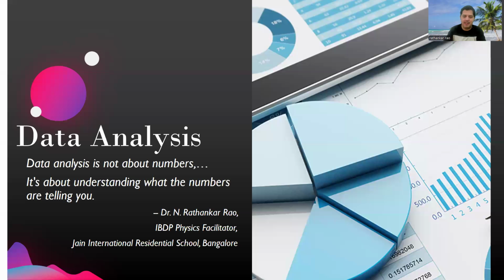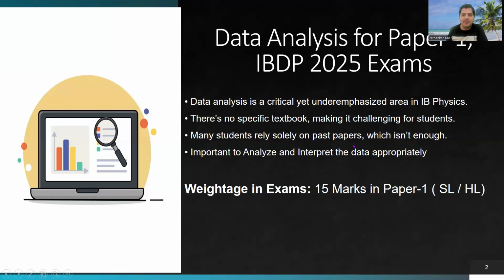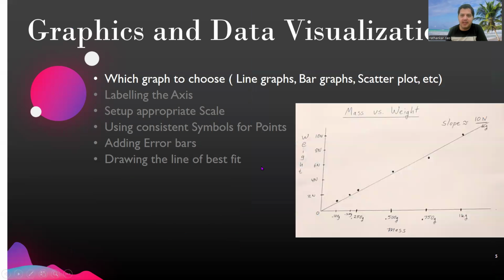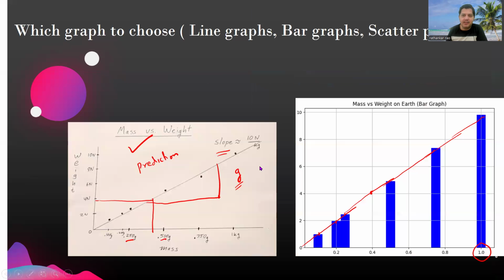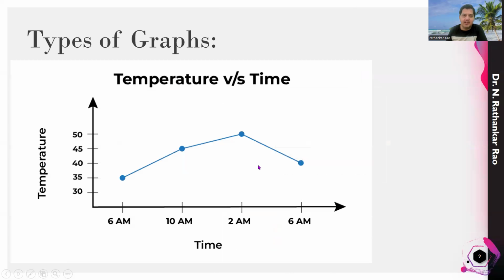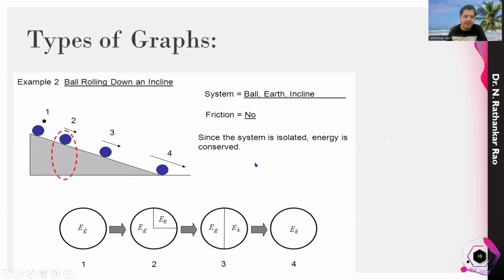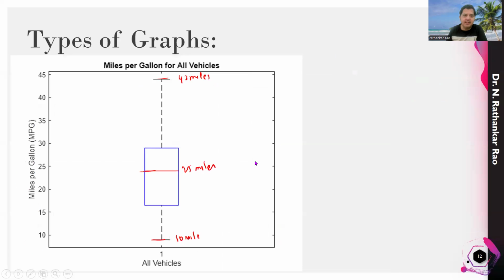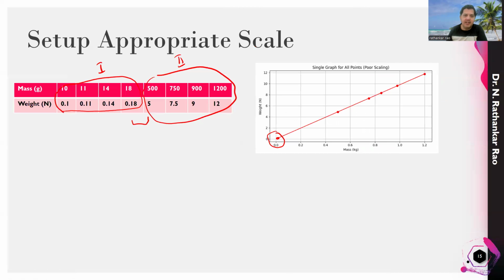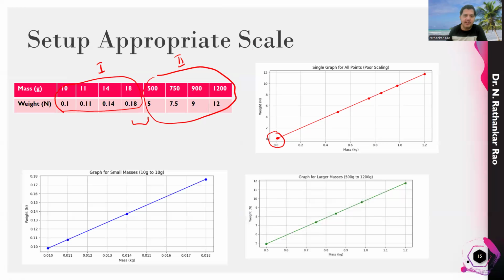So, in the first video, we looked at an introduction to data analysis. What is the weightage of data analysis in the IBDP curriculum for the 2025 examination? And then we also looked at the different types of graphs that we have. We saw a line chart, we also saw a bar chart, and what each chart gives you and how it is useful in physics. We saw several examples of how to do graphical analysis in physics. And then what does each one of them reveal, or what is the physical interpretation? And this is what we have seen, and how appropriate scaling is important in the case of graphs.